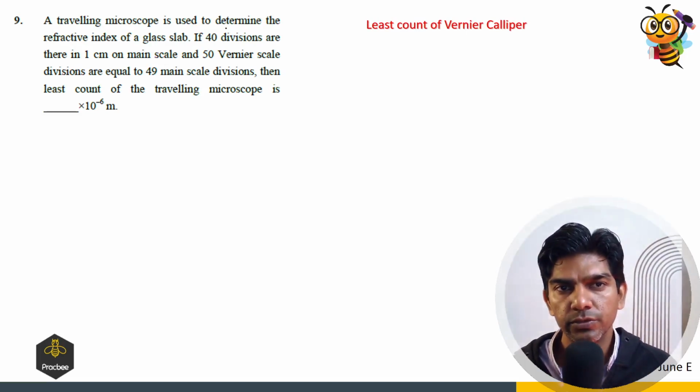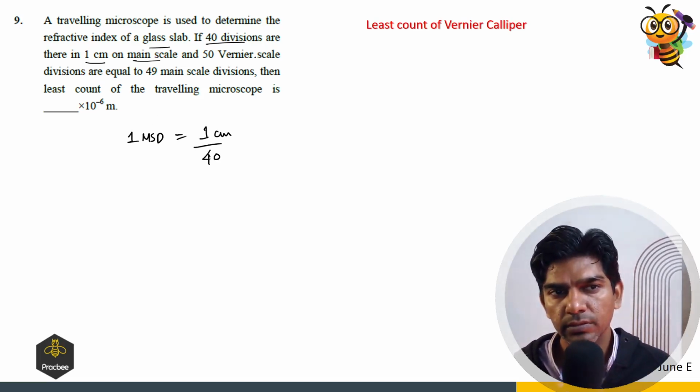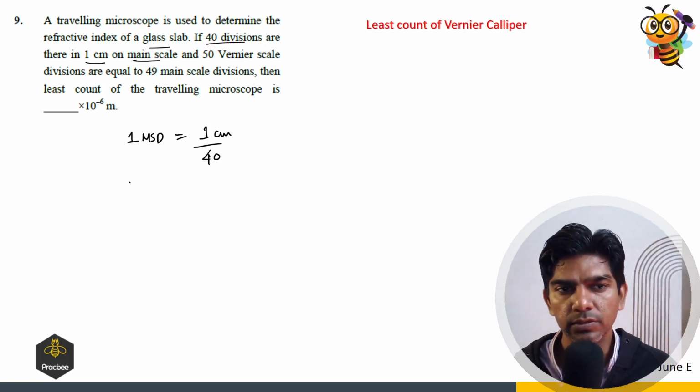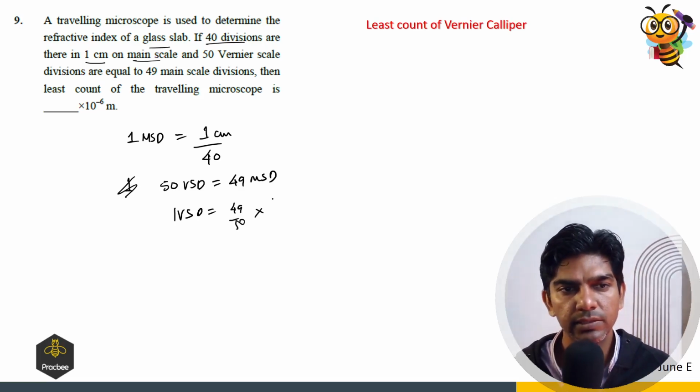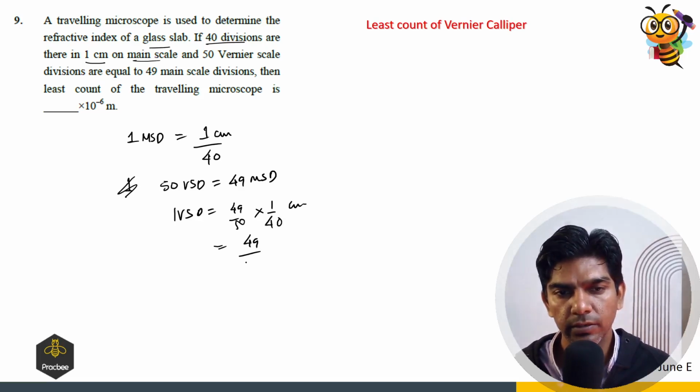A traveling microscope is used to determine the refractive index of a slab. 40 divisions are there in 1 centimeter of the main scale. So one main scale division will be 1 centimeter divided by 40. And 50 Vernier scale divisions are equal to 49 main scale divisions. So one Vernier scale division will be 49 by 50 main scale division, which is 1 by 40 centimeter. So this will be 49 divided by 2000 centimeter.